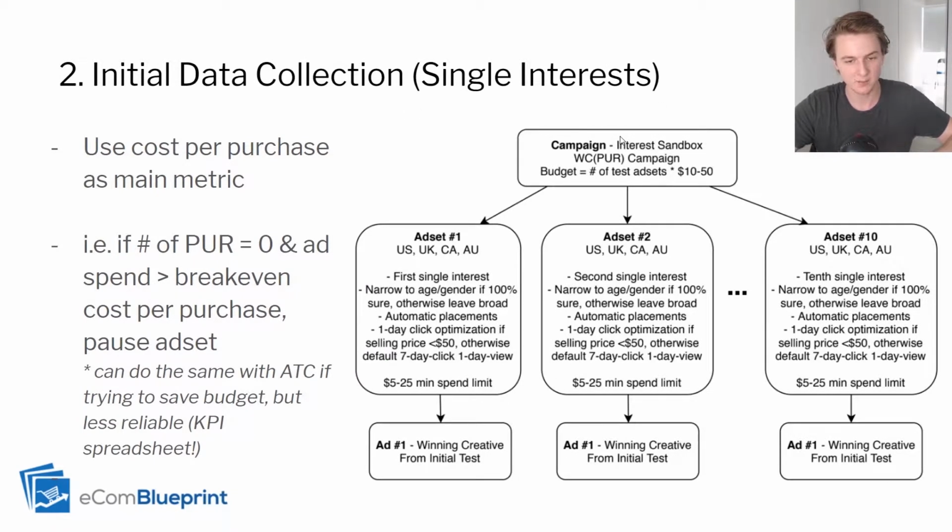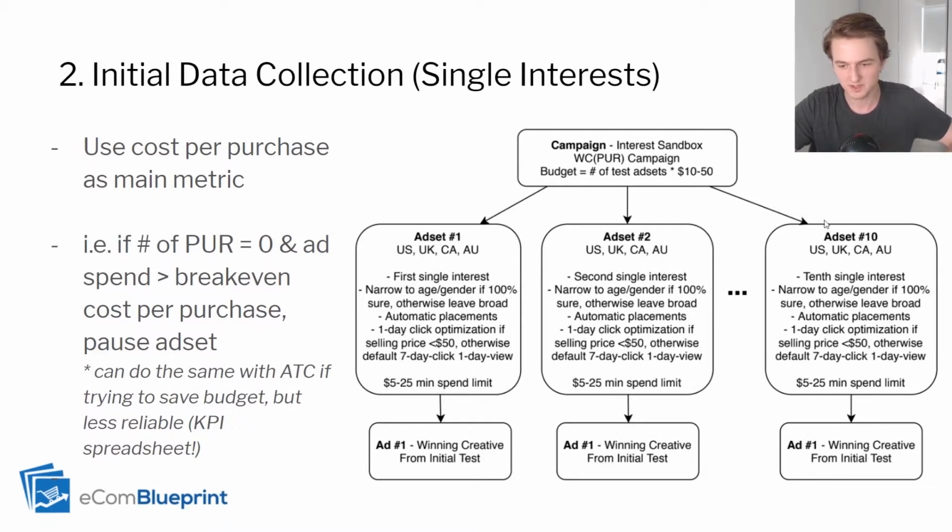So this is what you want to set up your single interest data collection campaign as. So campaign, the name is just interest sandbox, right? It's just a sandbox campaign to test different interests. The optimization goal should be website conversions, purchase. So you want to select purchase as the goal at the ad set level. The budget here should be the number of test ad sets times $10 to $50. So the amount you want to spend per ad set really depends on how fast you want to collect data, how much budget you have. If you have a lot of budget and you want to collect data fast, then you want to do $50 per test interest in this campaign. If you have a small budget, then you want to do $10 per ad set.